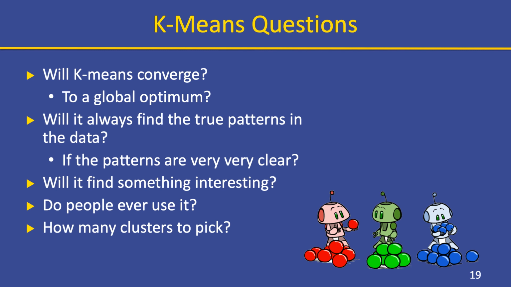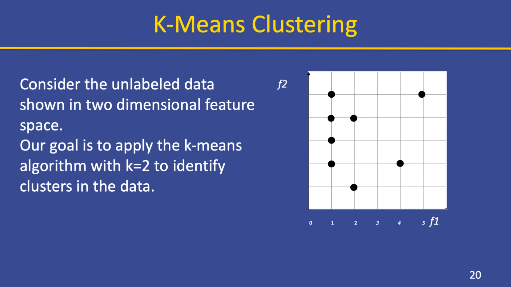We try different things, and some work and some don't work, depending on the data. Let's work through one k-means example. Here we have unlabeled data shown in the two-dimensional feature space. On the x-axis we have F1, on the y-axis we have F2. Our goal is to apply the k-means algorithm starting with 2 cluster centers. K equals 2 means we have 2 cluster centers, and we want to identify clusters in the data.